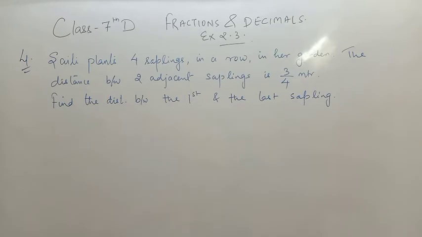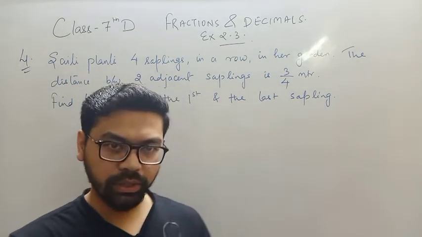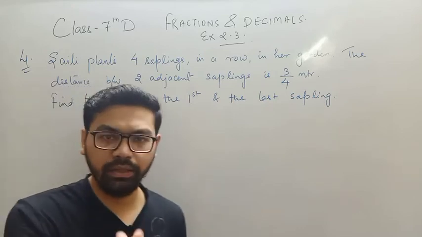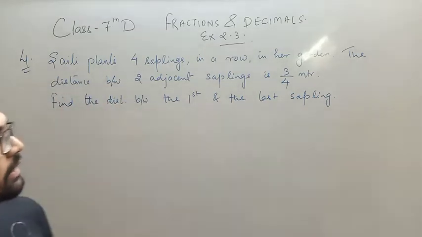Now the question number 4 is, Sally plants 4 saplings in a row. Sally is a girl who planted 4 saplings, you can say young plants, okay. She has planted 4 saplings in a row in her garden.